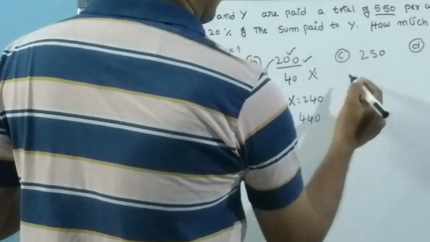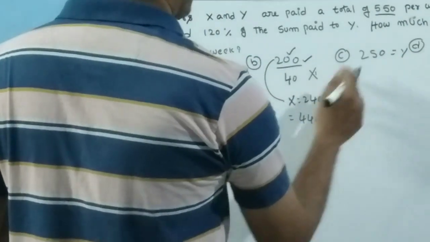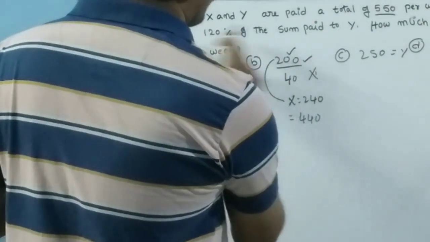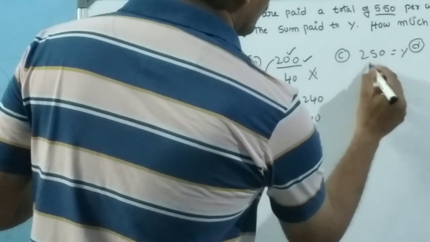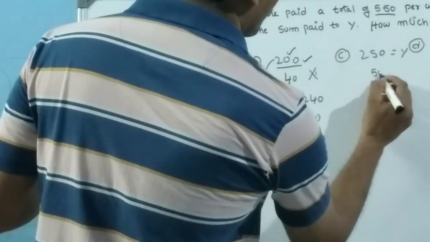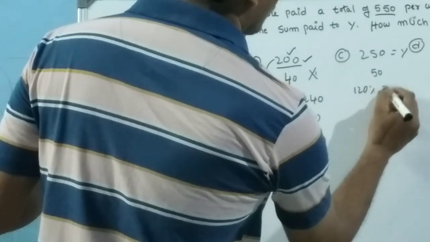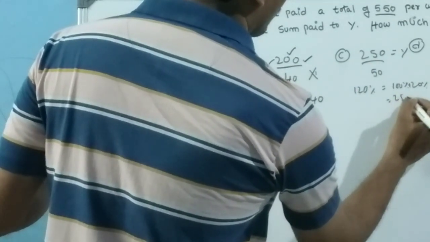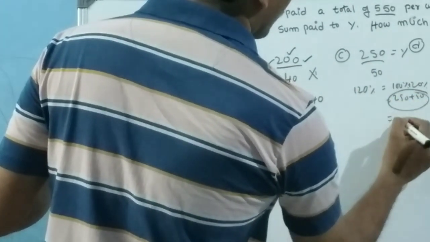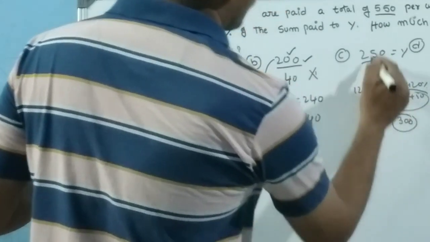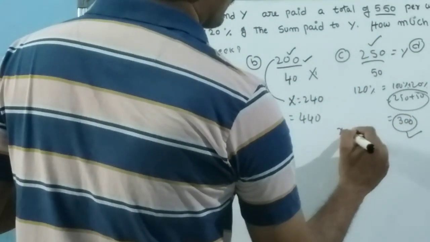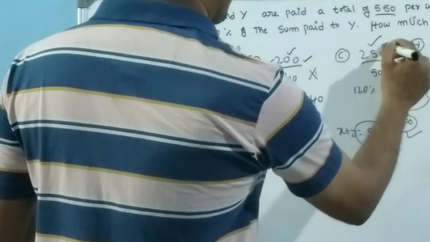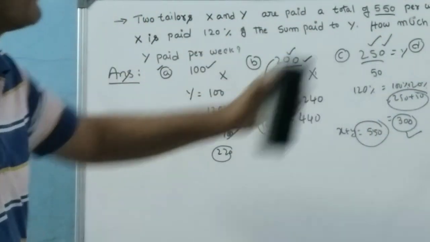See here, this is Y. X is 20% more than, that means 120% of the sum paid to Y. 120% how much? See, 20% is 50. That means 120% means 100% plus 20%, that means 250 plus 50, 300. This is Y, this is X. X plus Y equal to 550. So this is the answer. Sometimes directly we will go from the answer.